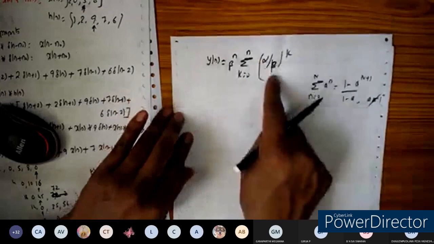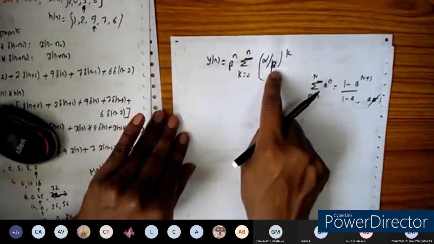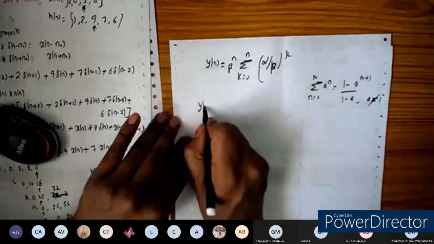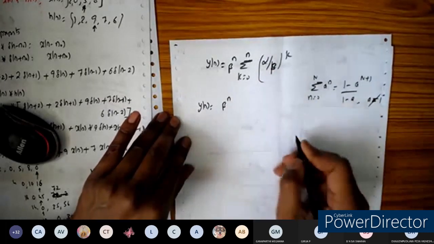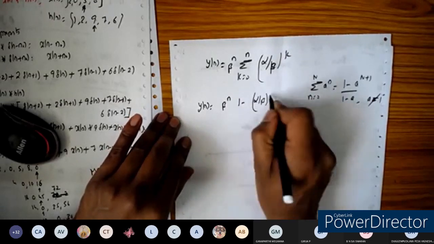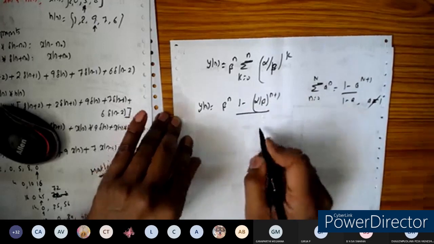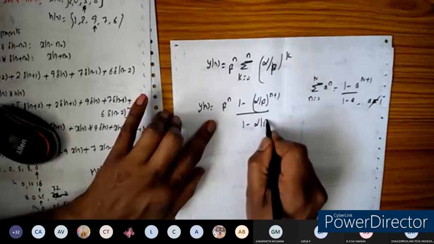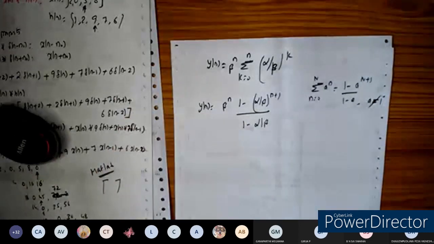This is in terms of alpha and beta. Alpha is also less than 1, beta is also less than 1. I have given the condition here, so we can apply the sum of finite terms formula. So y of n will become beta to the power of n times 1 minus alpha by beta to the power of n plus 1, divided by 1 minus alpha by beta. This is the sum of finite terms formula.